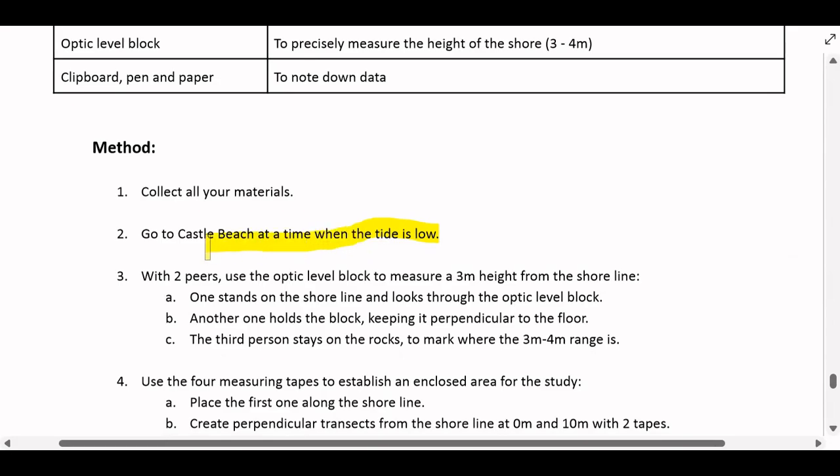What day did you go? What time was low tide? What time did you get there? How high was low tide that day? It wasn't at 0, it was quite a bit above it. These are all things to say.